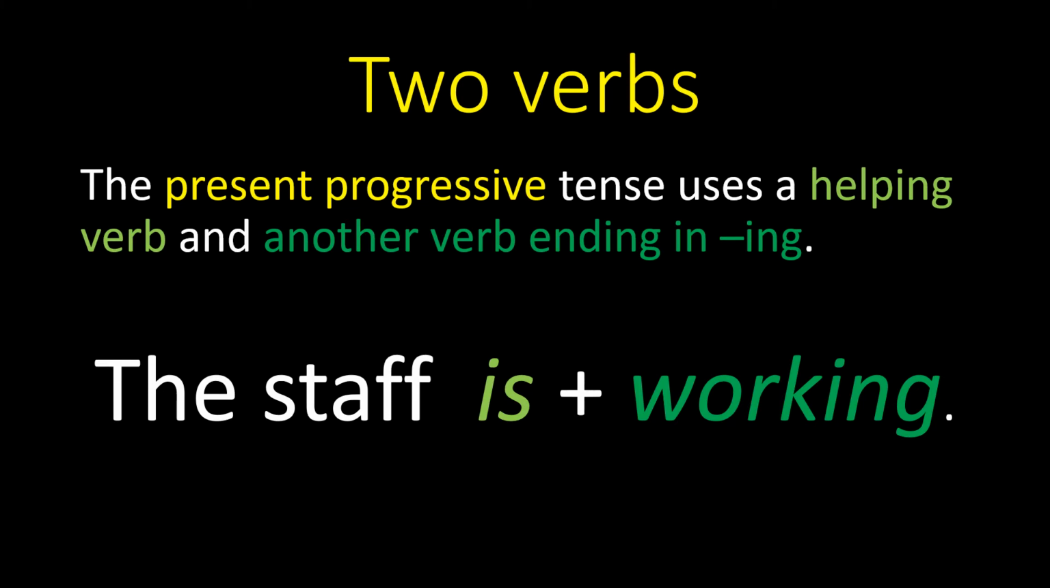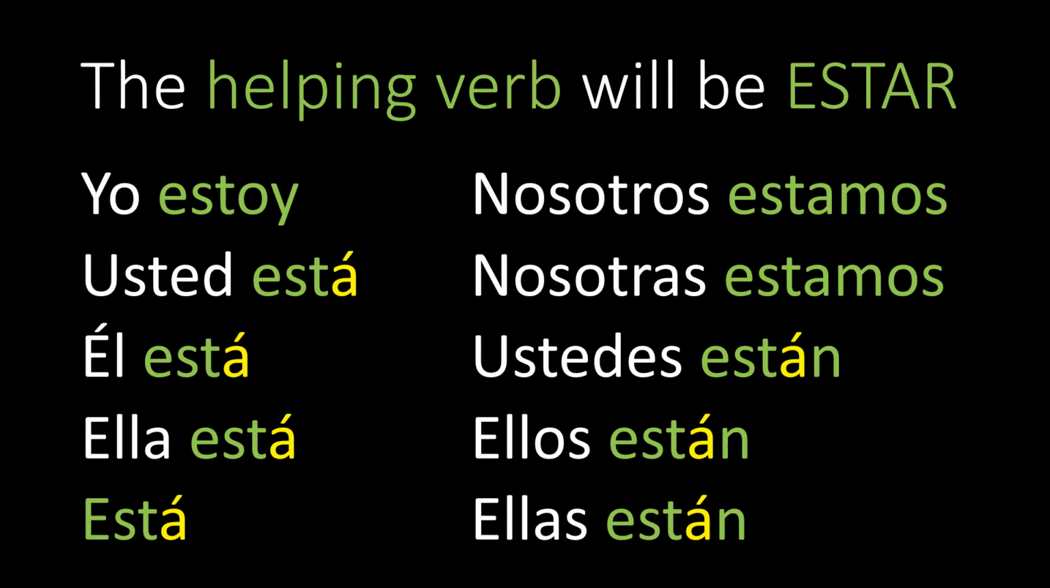To form the present progressive in English or in Spanish, you use two verbs. The first verb is the verb to be, and the second verb is your main verb. In English, that main verb ends in ing, and in Spanish, it has specific endings that you need to learn. In Spanish, the helping verb is going to be estar, so the first verb that you use is going to be a conjugated form of estar.